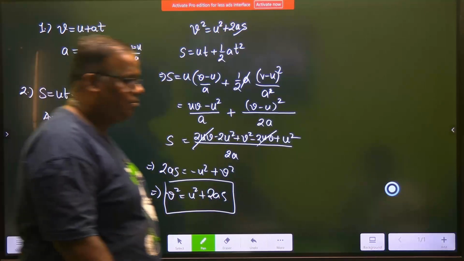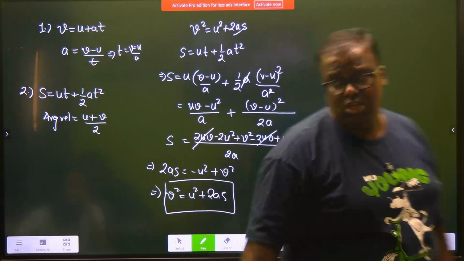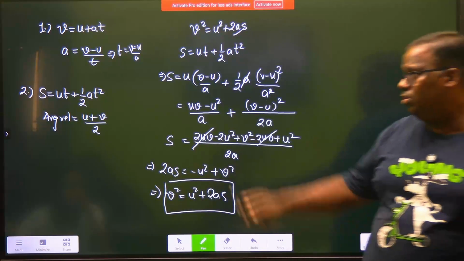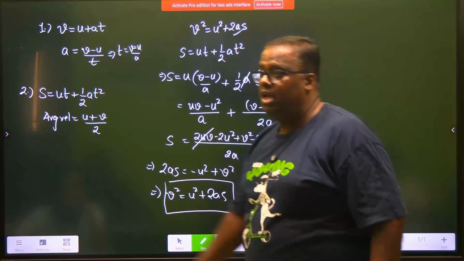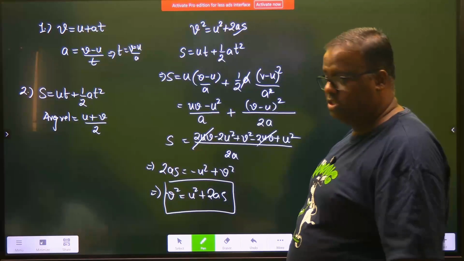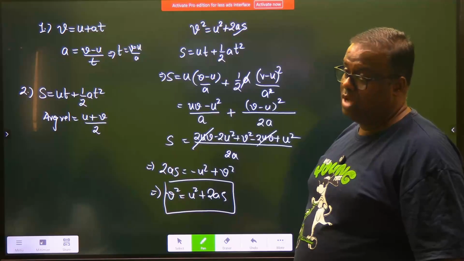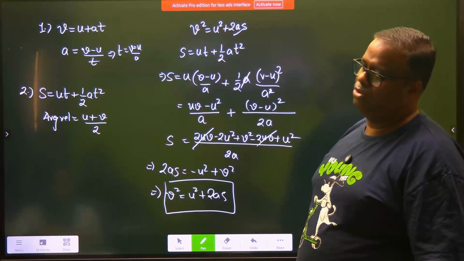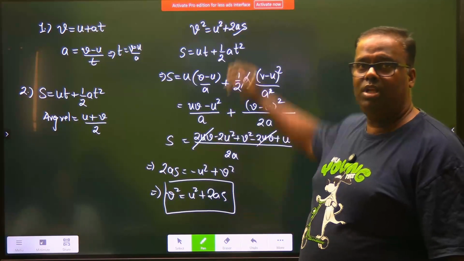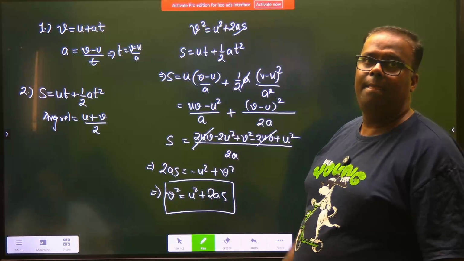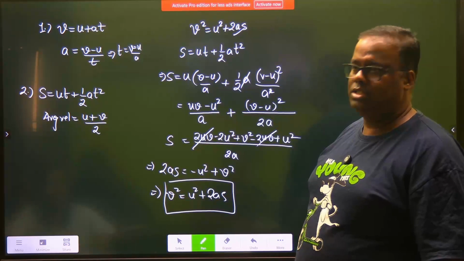Understand? So in all these three equations, one parameter will be absent. V equal to U plus AT, displacement is not present. S equal to UT plus half AT square, final velocity is not present. V square equal to U square plus 2AS, time is not present. So as the problem comes, horses for courses. Are we ready? Anyone has any doubt in these ones? No doubt at all? Excellent.